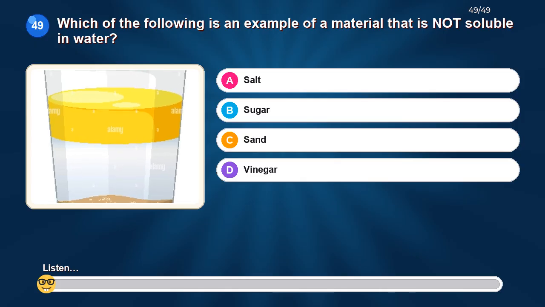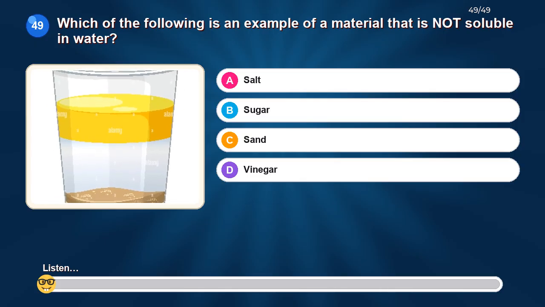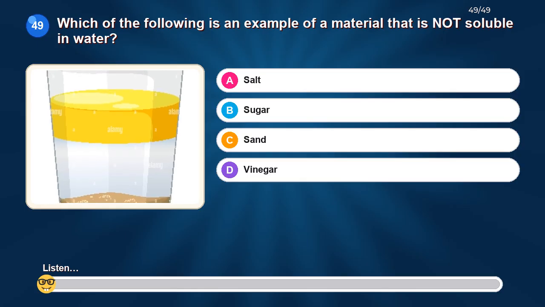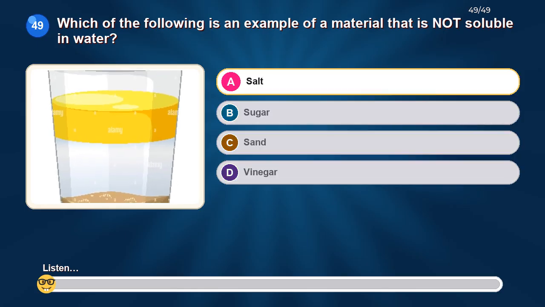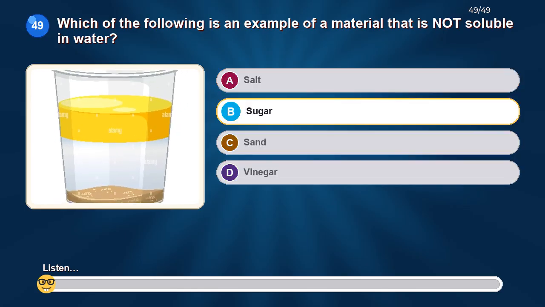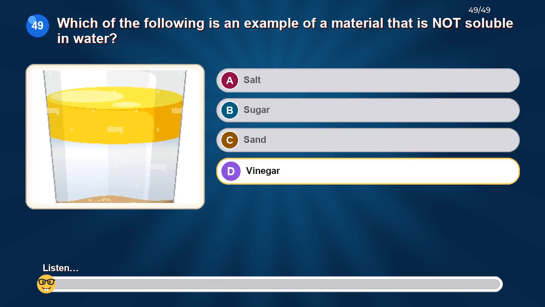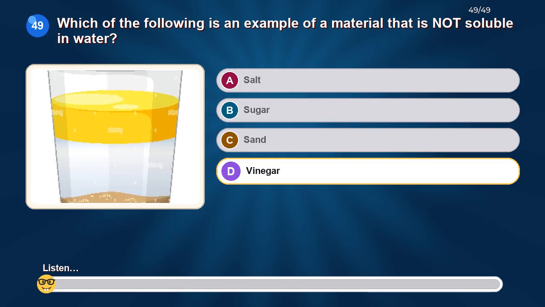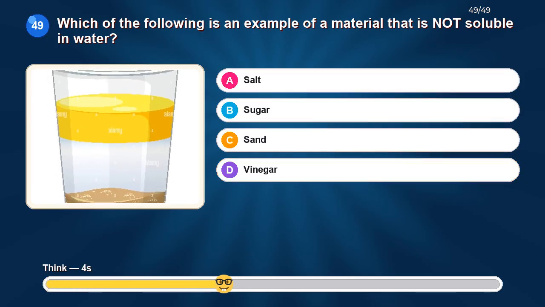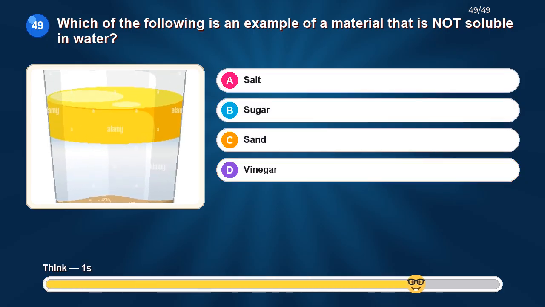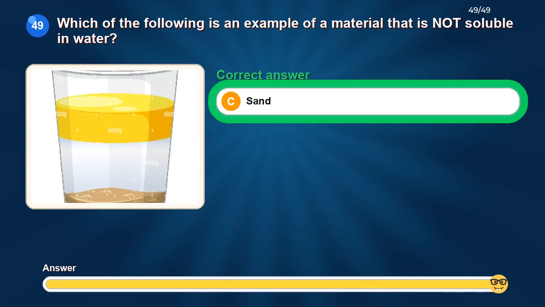Which of the following is an example of a material that is not soluble in water? Option A, salt. Option B, sugar. Option C, sand. Option D, vinegar. The correct answer is sand.